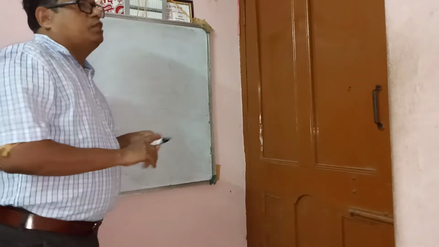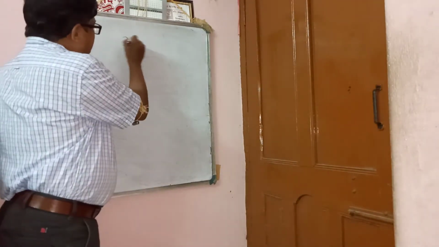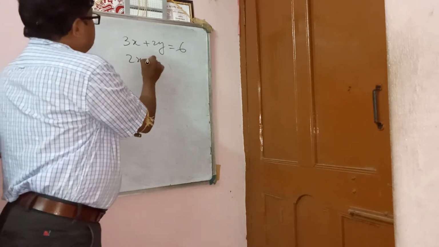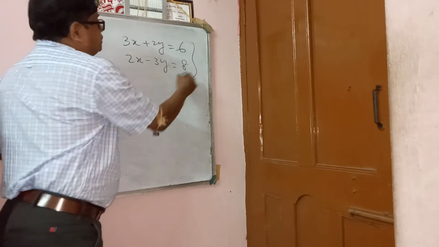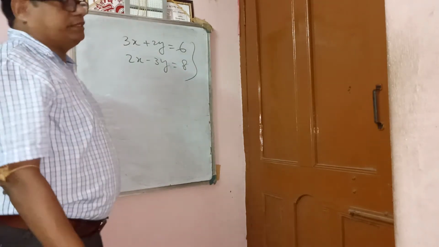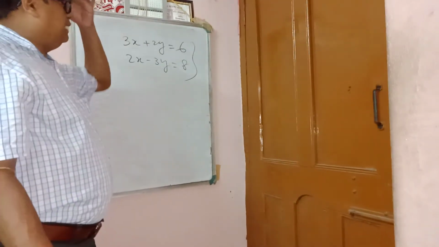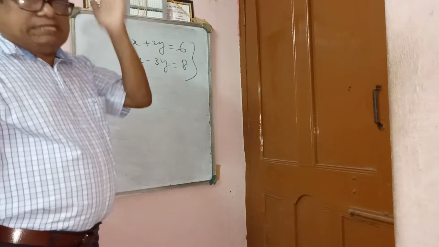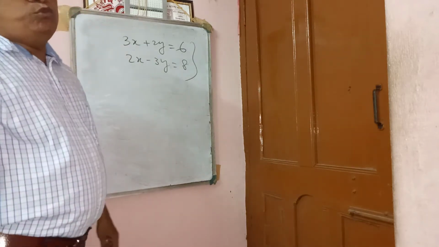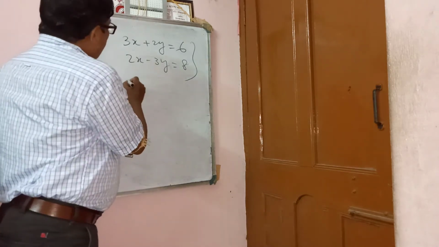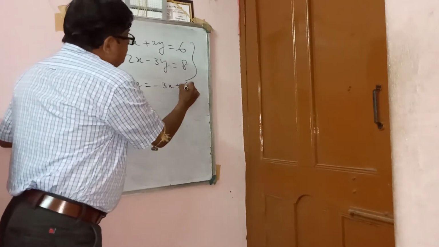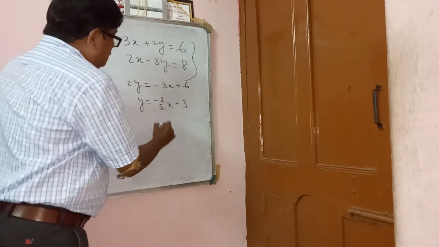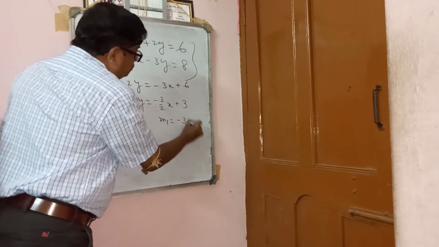Suppose 3x plus 2y equal to 6 is given and 2x minus 3y equal to 8 is given. Find out whether the lines are parallel or perpendicular. In a similar way, write in the form y equal to m1x plus c1. So 2y equal to minus 3x plus 6, so y equal to minus 3 by 2x plus 6 by 2. So m1 equal to minus 3 by 2.